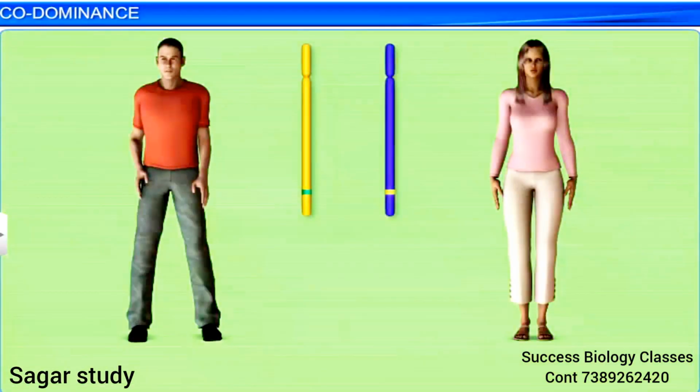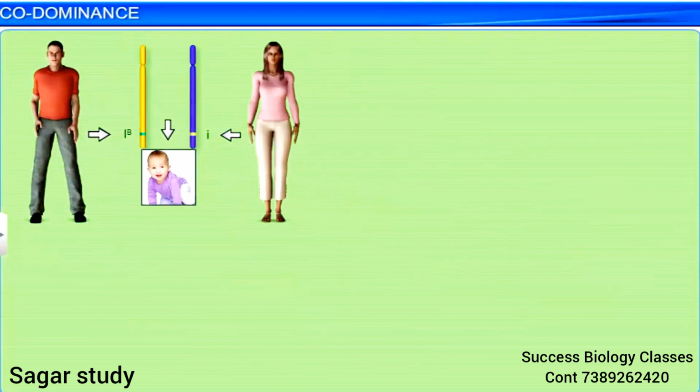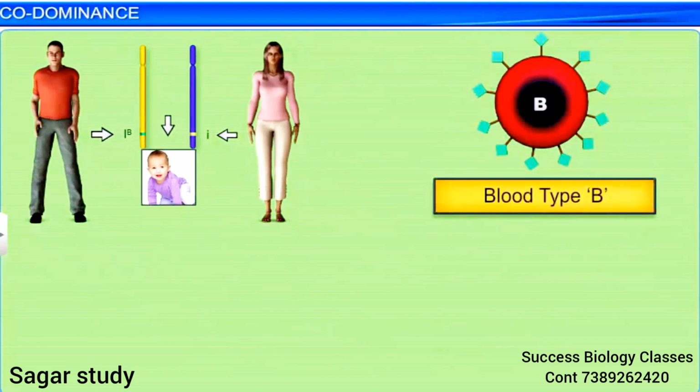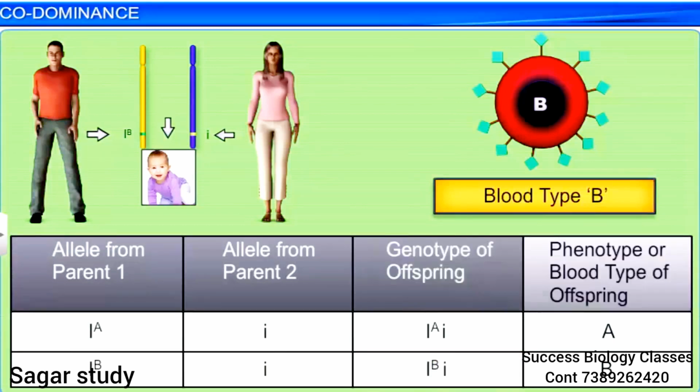Similarly, when the allele from one of the parents is capital IB and from the other is small i, only capital IB is expressed in the offspring, as the RBCs have only type B sugar in them. In this case, the genotype is capital IB small i, and the phenotype is B.